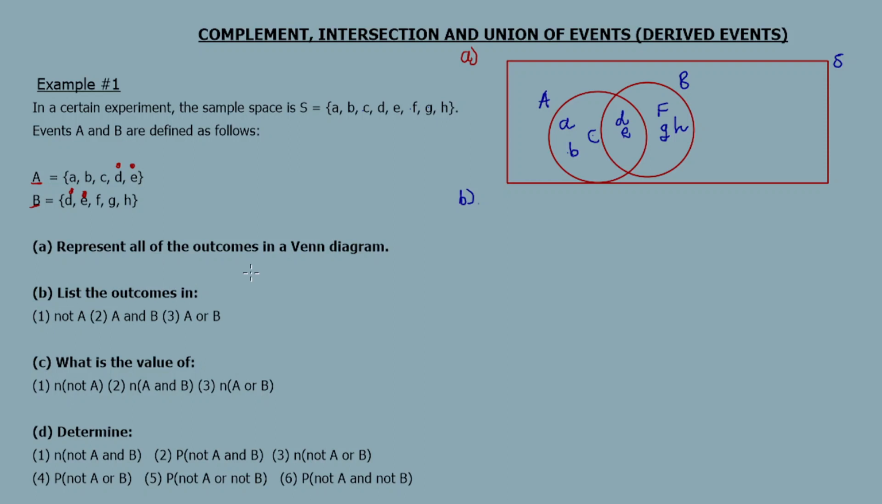Let's move to part B now. Number 1: list the outcomes in not A. Not A is the complement of A, so we want all the outcomes within the complement of A. This is A, so not in A we have F, G and H. Number 1 answer: F, G and H.